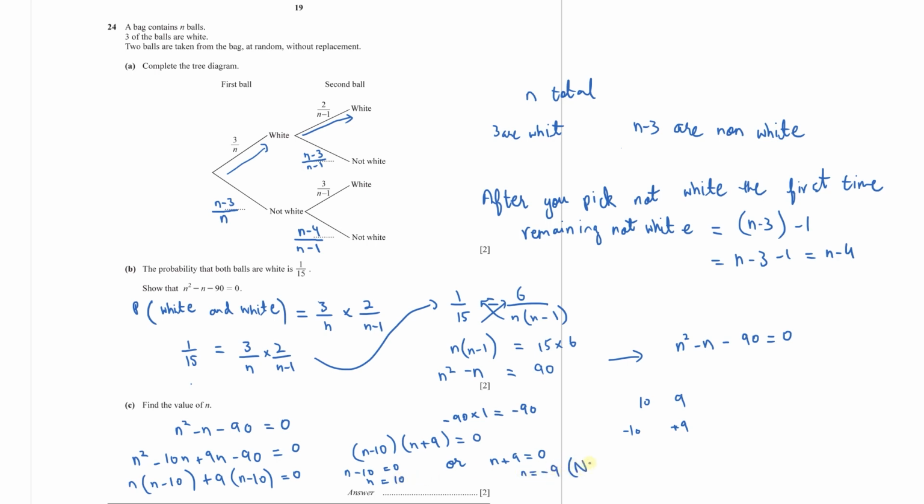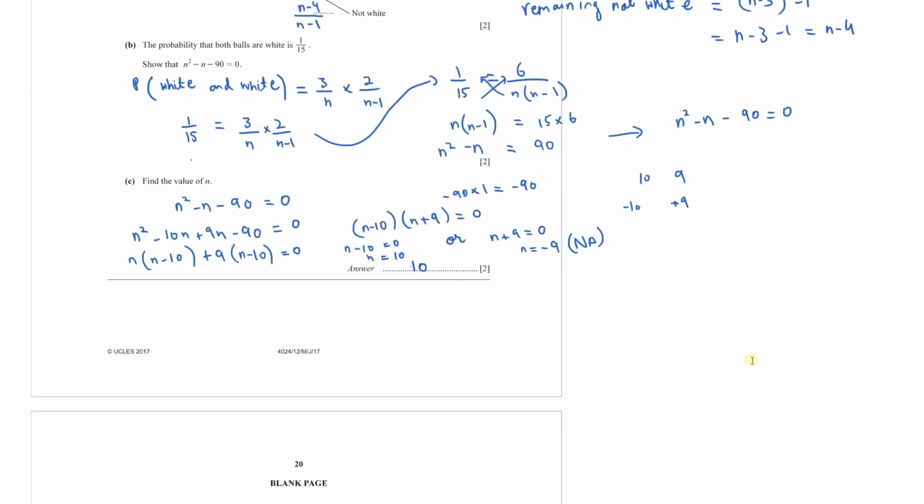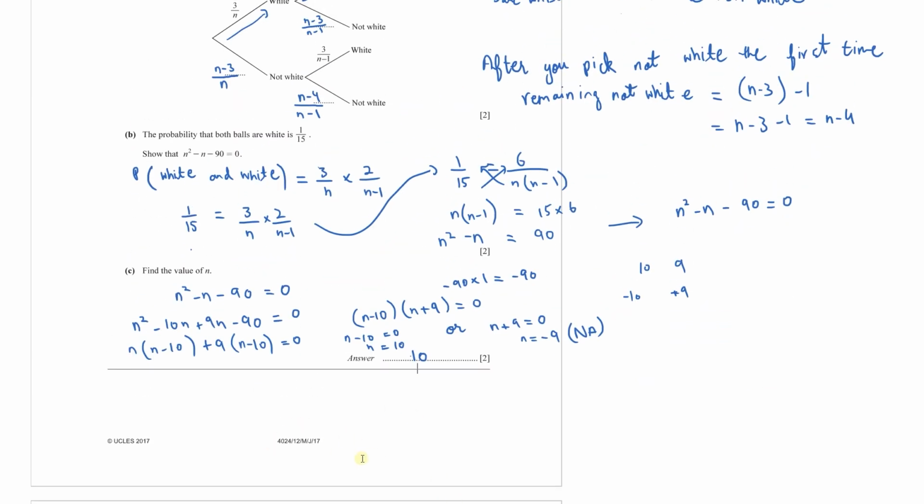And minus 9 is not applicable. You can reject this value because what is n? N is the number of balls. So you cannot have minus 9 balls in the bag. So 10 is your value. N equals to 10. So you had 10 balls in the bag. So this is the end of the paper. This was paper 1, May June 2017, and this was the second variant of the paper.